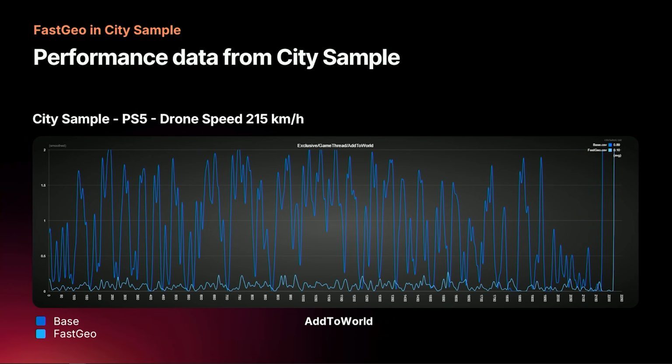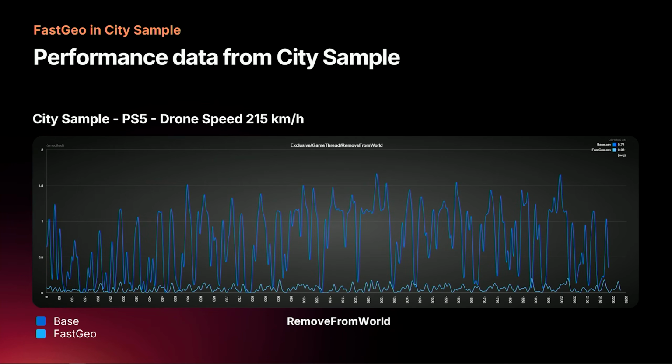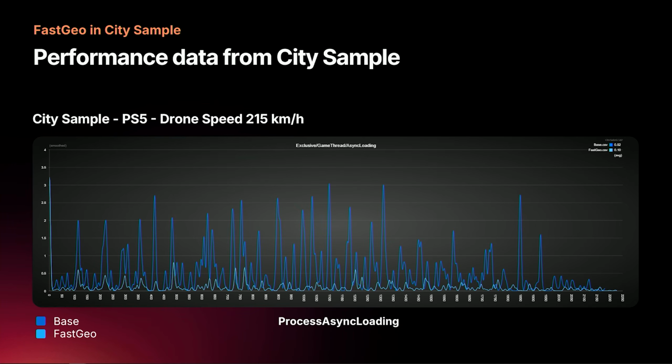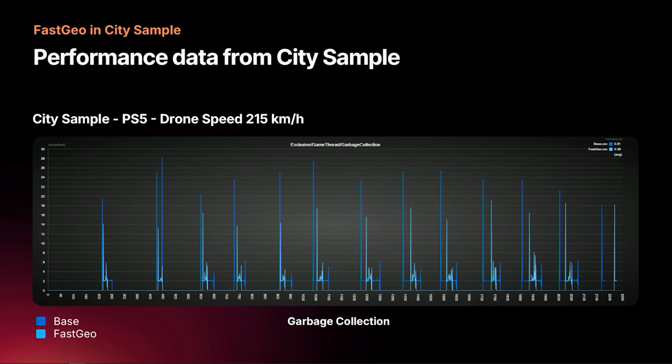And here's another view that shows how little time we now spend in add to world with Fast Geo. We see similar results with remove from world and for process async loading. And here we see that both the peaks and the duration of the garbage collection were significantly reduced.